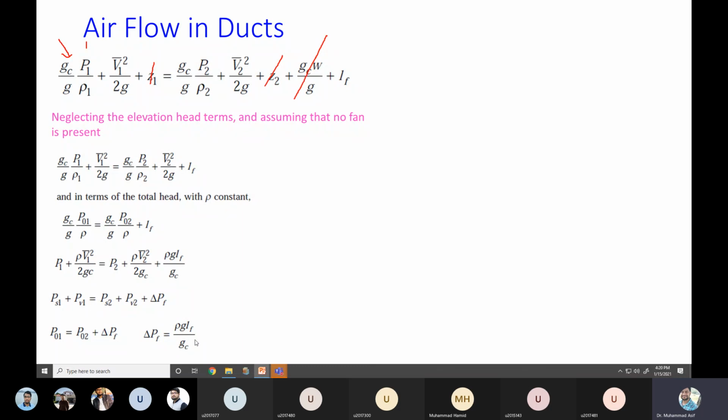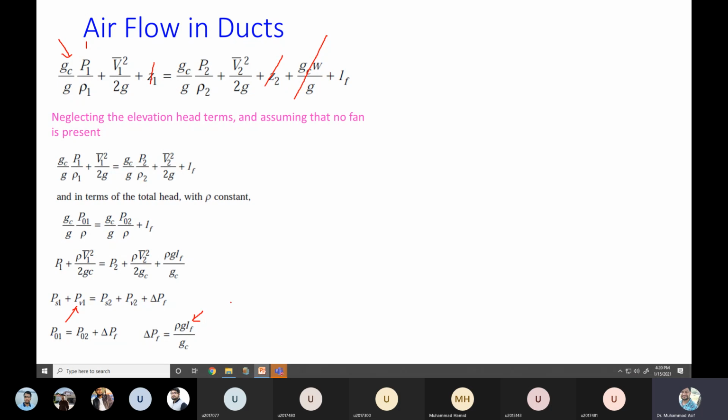We have discussed this formula in the previous class, that this loss head can be calculated by using the Moody friction chart. We discussed that from the Moody friction chart we can calculate the value of the friction factor f, and then we can have the value of delta PF. What about how to get the total head? We can have the total head if we know the velocity head.